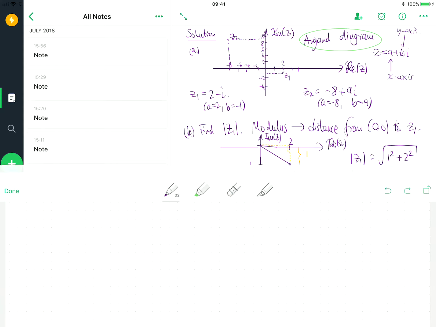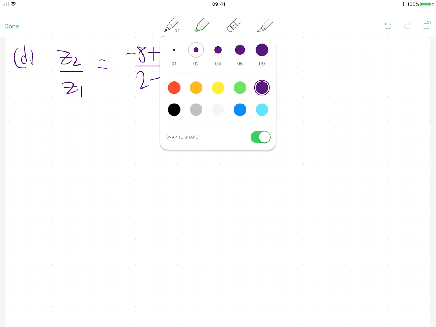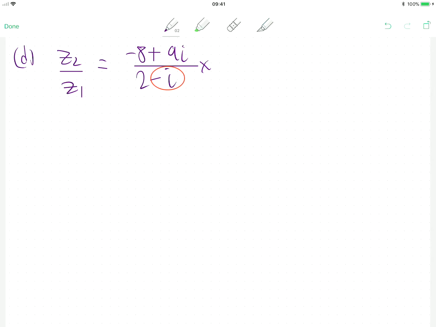So let's get a clean page. Part D, we want to find the complex number that you get from dividing Z2 by Z1. Okay, so the process for this is always the same. We want to remove the i in the bottom of the fraction, and to do that we need to multiply the top and bottom by the conjugate of the complex number on the bottom. So conjugate just means change the sign of the number in front of i. So minus 1 will become plus 1.